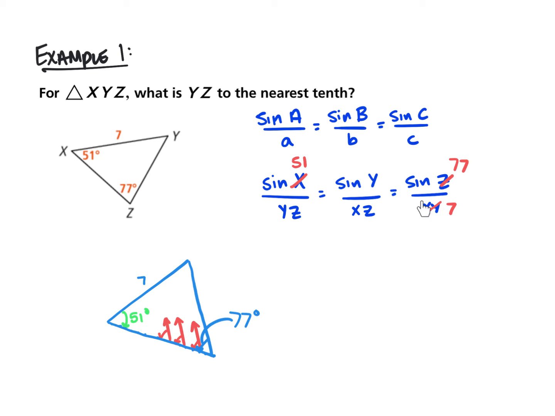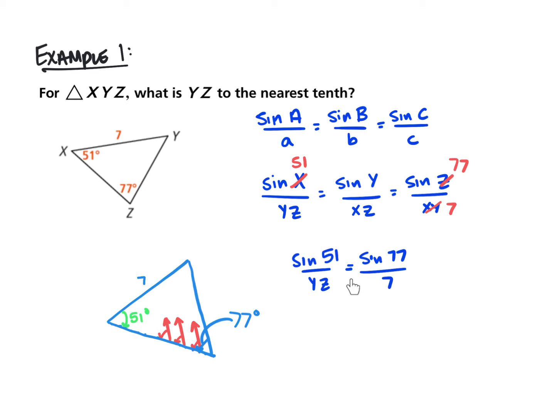So if all three of these ratios are equal to each other, I can pick out two of them and perhaps cross multiply to find an unknown value. So it should be pretty clear looking at this that I'm going to ignore this middle one since I don't have anything for angle Y or segment XZ. I'm going to rewrite just this fraction equal to this one. So I'll have sine 51 over YZ equals sine 77 over 7. And so again, I just left this middle part out.